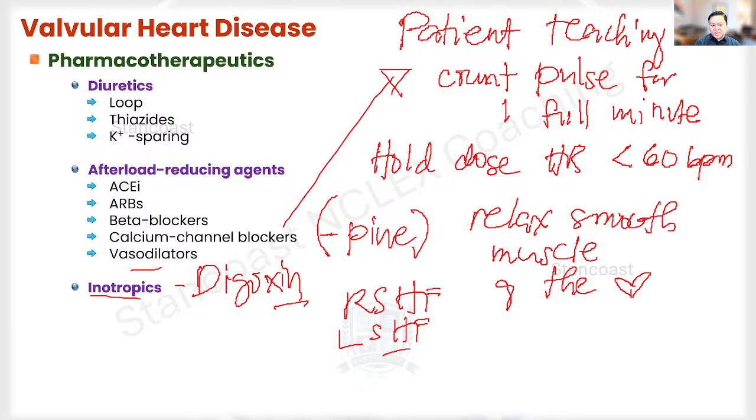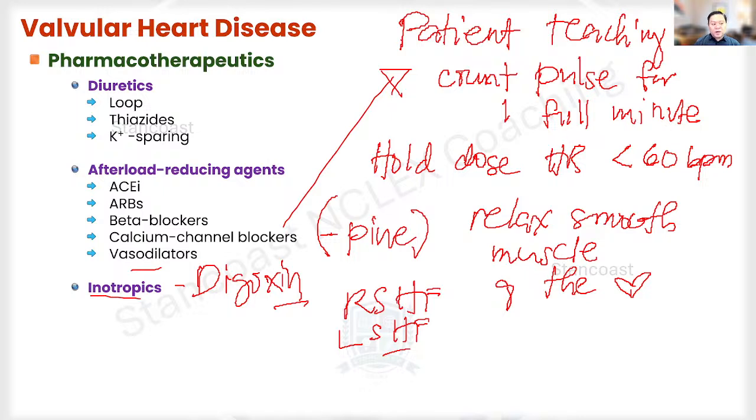And this is something that you can apply also in the inpatient setting. You have to hold the medication. You're going to have to notify the medical provider that you're not able to give the medication right now because the heart rate is slow. It's bradycardic. We don't want to cause any more slowing of the patient's heart rate.